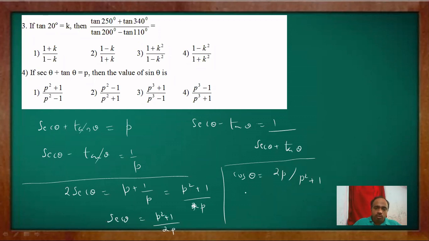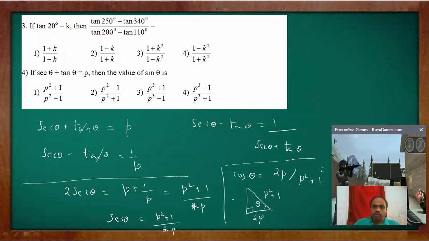So, you know, in a triangle, the triangle anta ಇಟ್ಕೋರಿ. This is theta. What is cos theta definition? Adjacent side by hypotenuse. A by H. ಈಗ adjacent side 2P ಬಂತು. Hypotenuse ಎಷ್ಟು ಬಂತು ಈಗ? P square plus 1. Correct? So by using Pythagoras theorem, you will get the opposite side as P square minus 1. You can check.